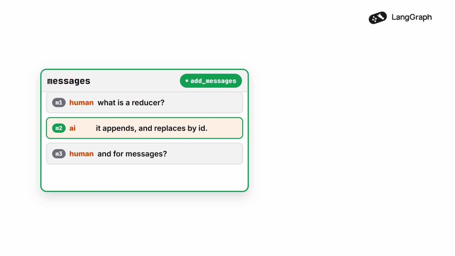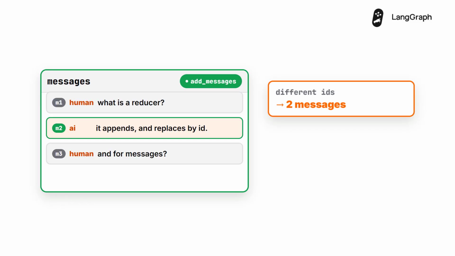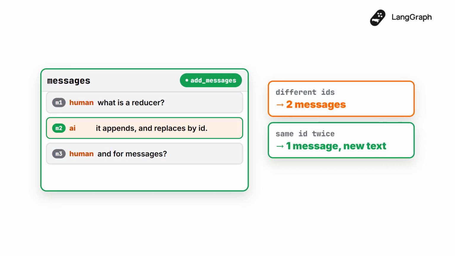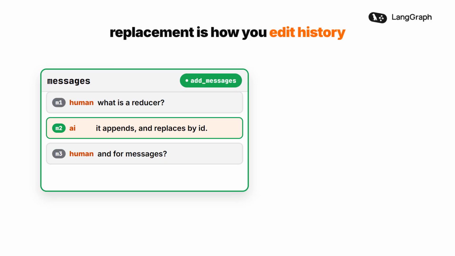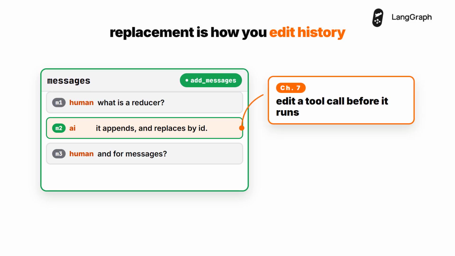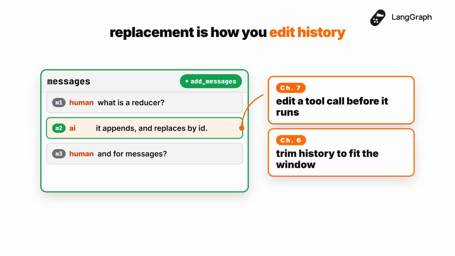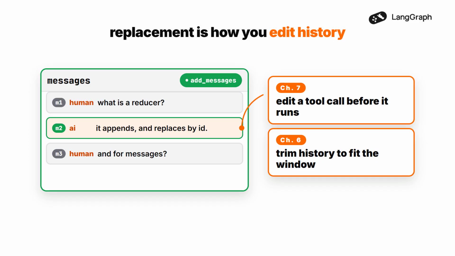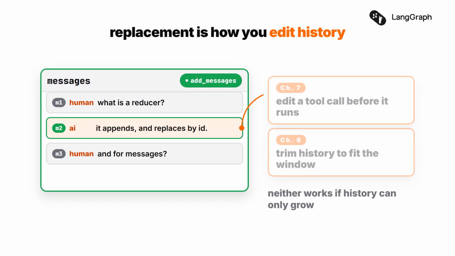Here is the reducer on its own, called exactly the way the runtime calls it. Current list, update, result. 2 different identifiers and we get 2 messages. The same identifier twice, and we get 1 message with new content. That replacement rule is not a detail, it is the mechanism behind editing an agent's history, correcting a tool call before it executes in Chapter 7, trimming an old conversation so it fits the context window in Chapter 6. None of that works if history can only grow.